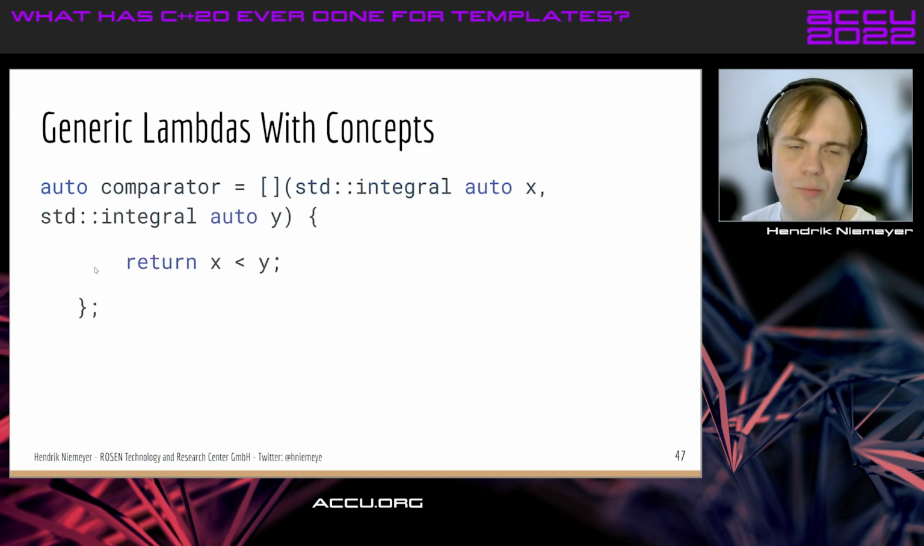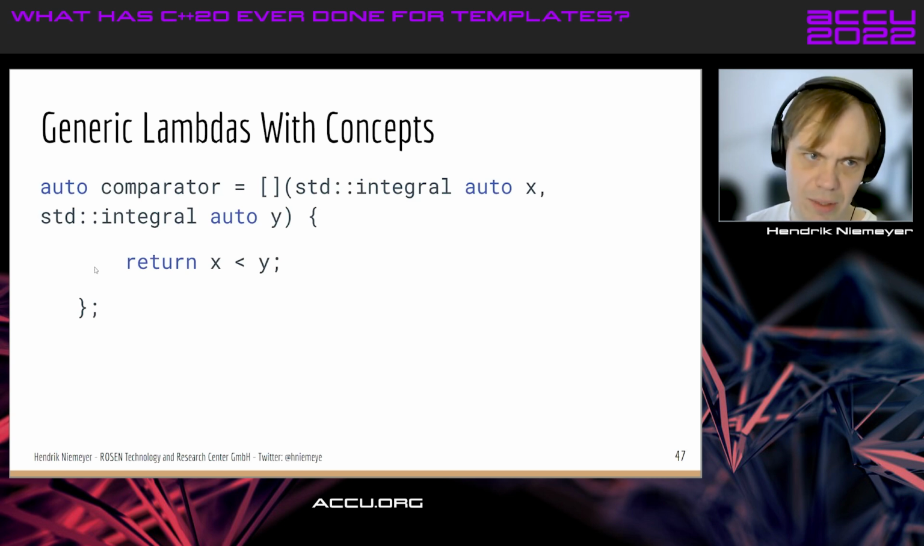We can maybe improve on that with concepts. So we've seen a lot of slides ago that we can use constrained auto. So we could say maybe our lambda here, x and y should be integral types. So we can use constrained auto and put that in here. And now both x and y need to be integral types. And this is maybe what we want, but they are still not forced, for example, to be of the exact same type.